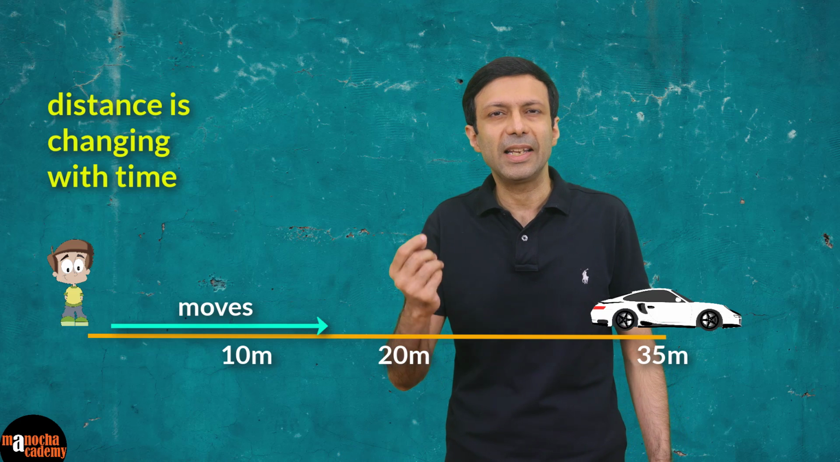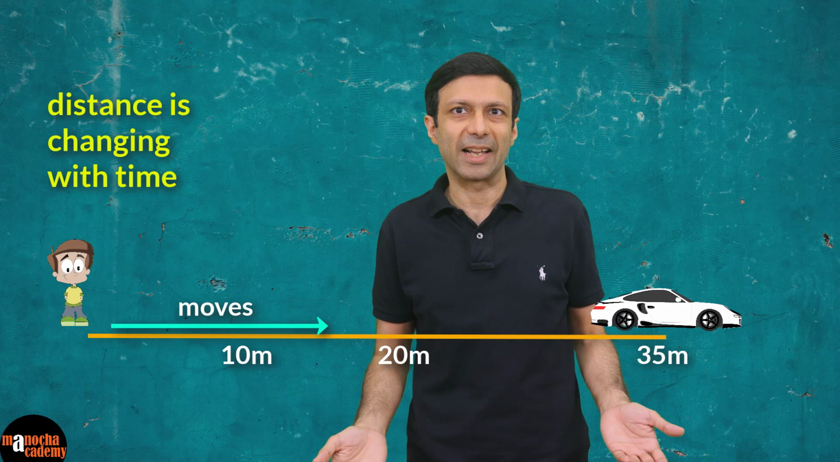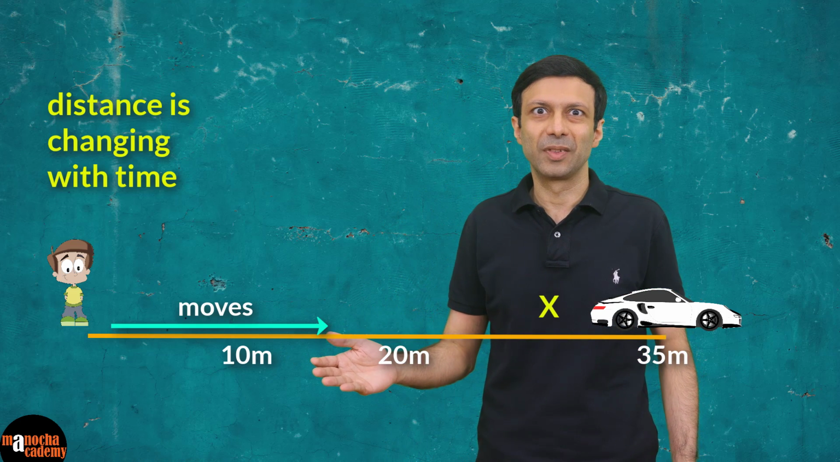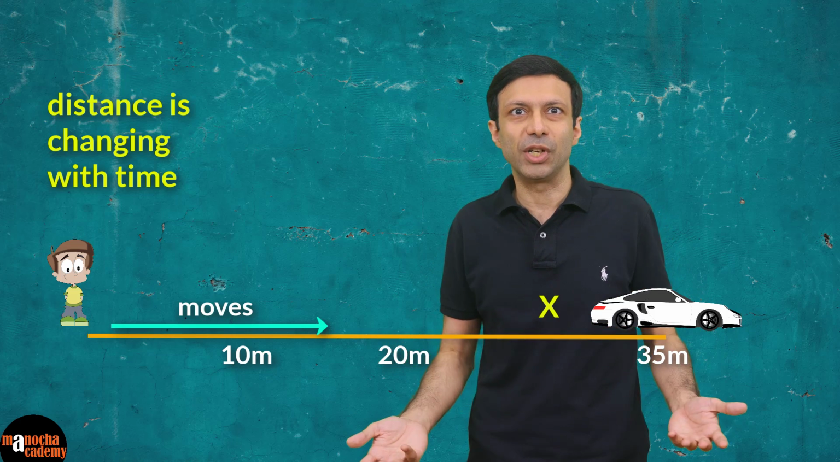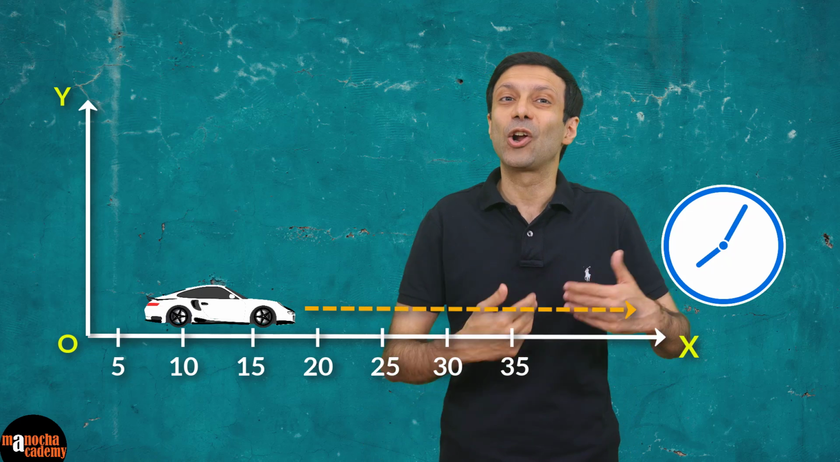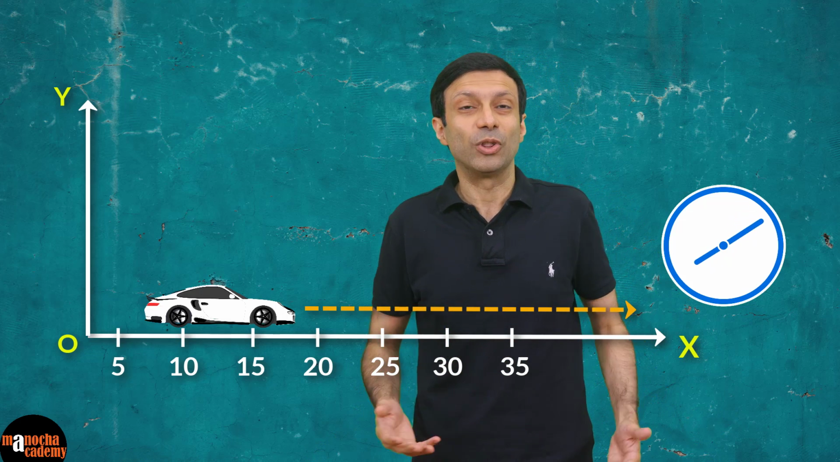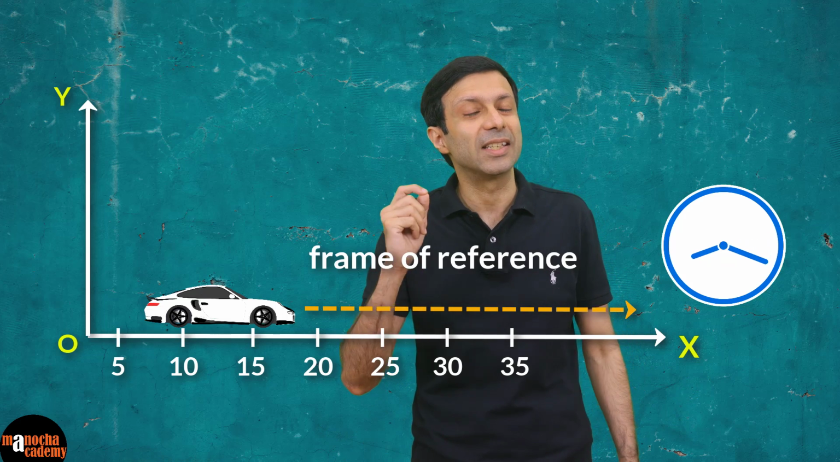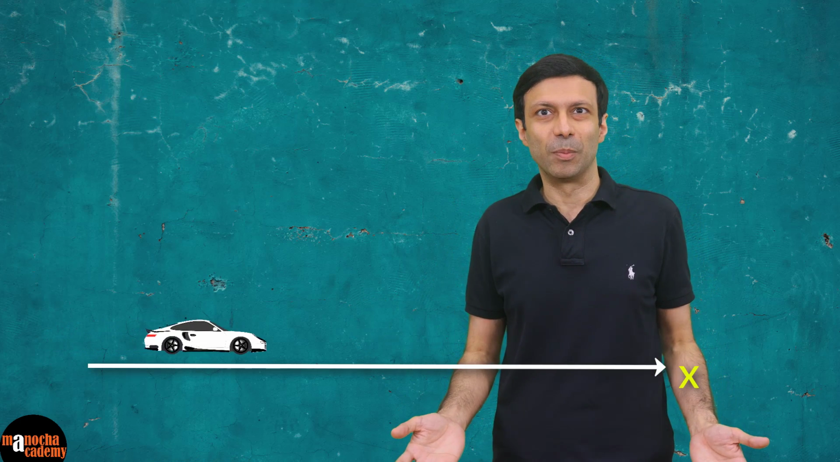The reference point is like the origin of the coordinate axis, and we can measure the distances along the x-axis. So to describe the motion of an object, you need two things: a coordinate system and a clock to measure the time. Now this coordinate system with a clock is called a frame of reference in physics. For motion in a straight line, you don't need the entire coordinate plane to describe the motion. We only need the x-axis to describe the motion of the body.